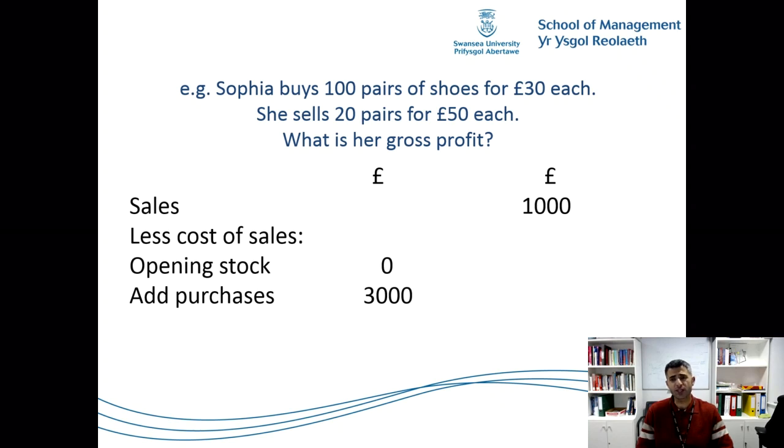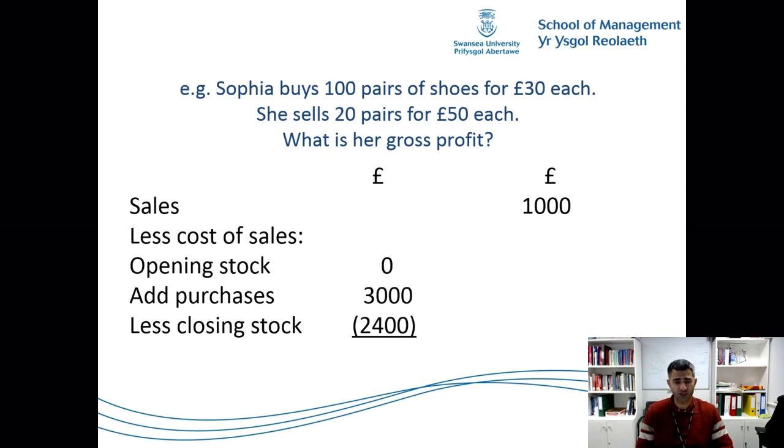Now you're closing stock. What do you think? How much will the closing stock be? Yeah, this is the tricky part. So the closing stock would be 2,400 pounds. Now I'm sure you ask yourself, okay, why 2,400 pounds? Because she bought 100, and from 100 she sold 20.